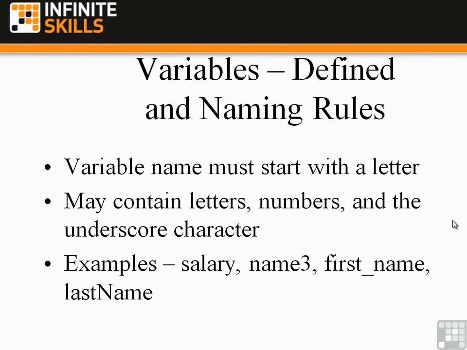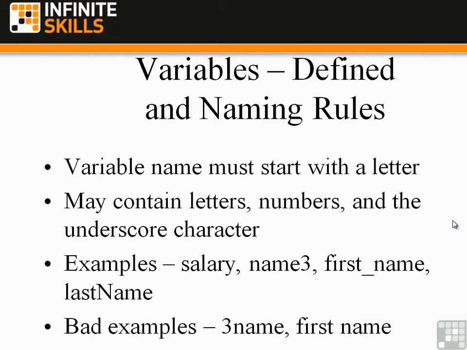Some examples of variable names are salary, name3, first_name, and lastName, where the second part of the variable name is capitalized. We use that style, called camel casing, instead of underscores to make it a little bit easier to type the variable name. Some examples of bad variable names are 3name, which doesn't work because it starts with a number, and first_name.